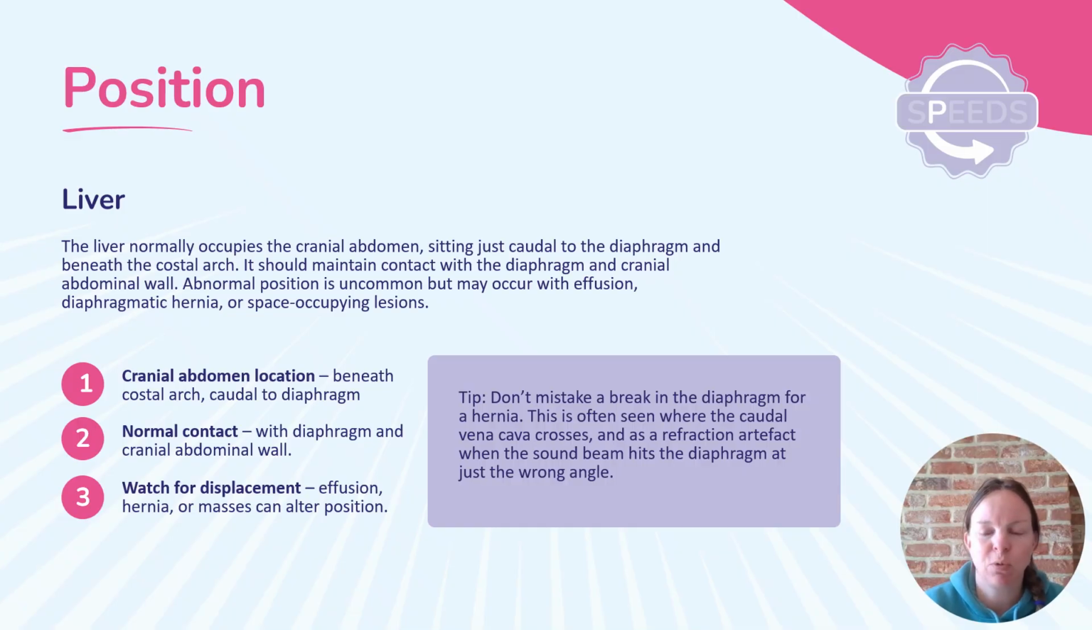So one tip I've got here is don't mistake a break in the diaphragm for a hernia. This is often seen where the caudal vena cava crosses the diaphragm, but also as a refraction artifact when the sound beam hits the diaphragm at just the wrong angle.